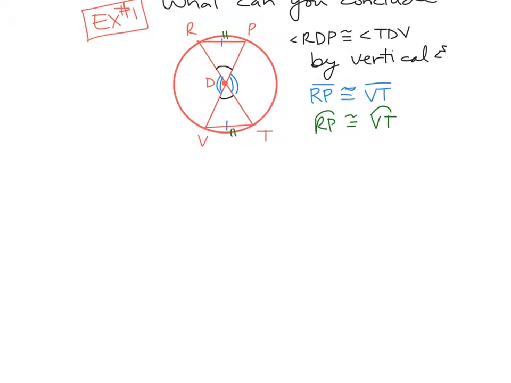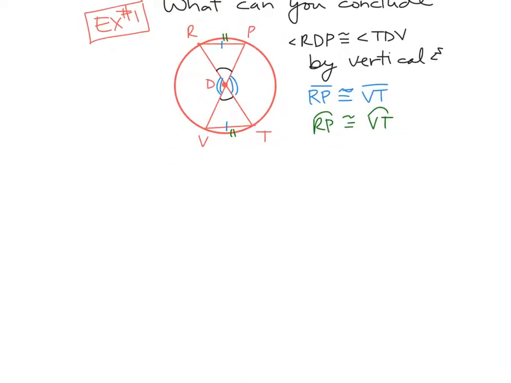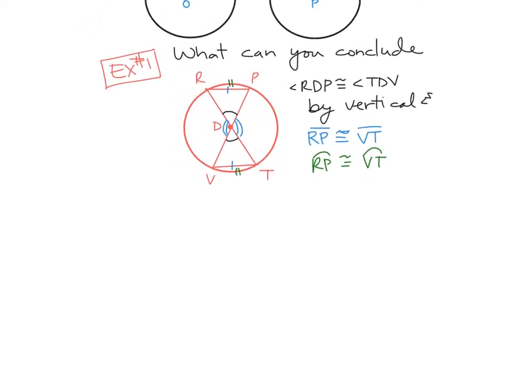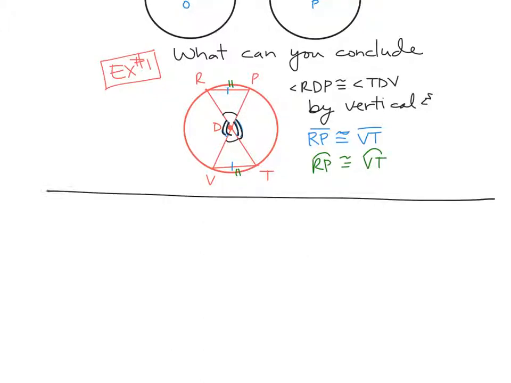Okay, I have one more theorem for you. Yes, sir. Can you also say arc RV is congruent to arc PT? You can, because if these two angles are congruent, then their arcs are going to be congruent also. So you could say that arc RV and arc PT are congruent. I was just showing you the relationship between all three of them, but that would totally work too.